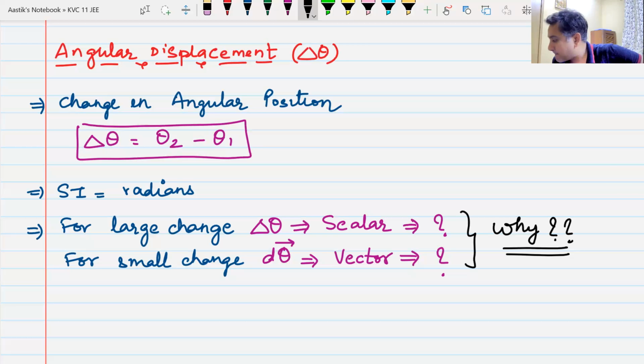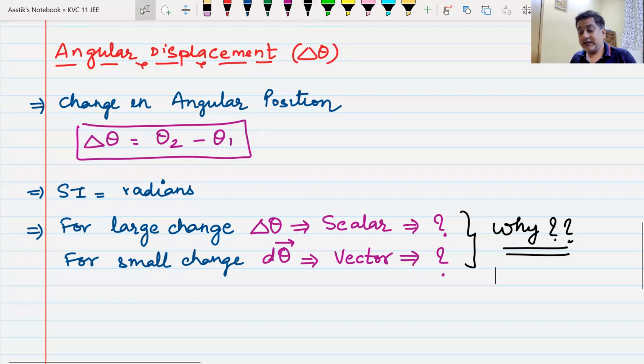Yes? Anyone? Angular position, angular displacement, does it remind you of anything? Velocity. It reminds you of angular velocity. No, I'm telling you, angular velocity I have not even said once. Angular position and angular displacement, does it remind you of something else?